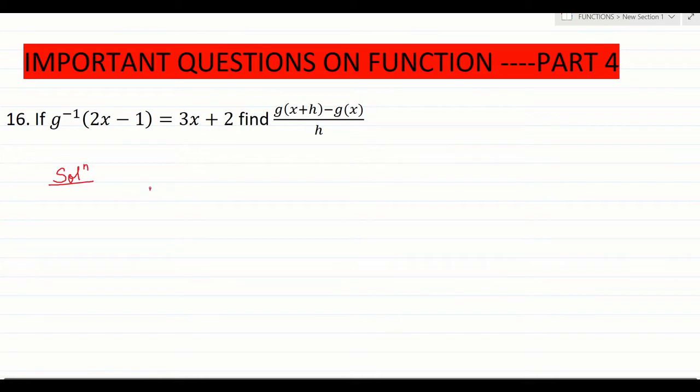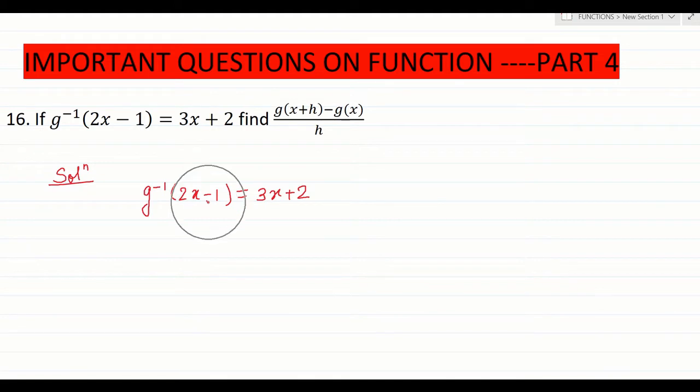We are given g inverse of 2x minus 1 equal to 3x plus 2. So from this, we'll try to find out g inverse x. Is this clear? First of all, we'll find g inverse x. After finding g inverse x, we are going to get g(x). So let's continue.